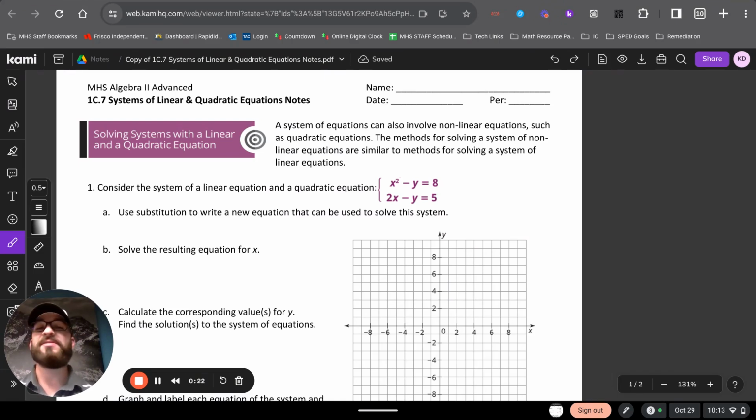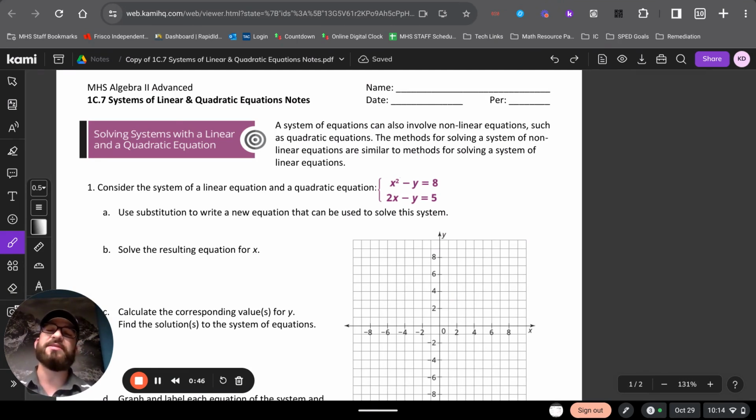Because we can have systems that involve more than just linear equations. We could have a system of any set of equations, although we're going to focus in on some ones that we can actually solve, because some of those really complicated systems, you'd have to have technology to be able to solve for those intersection points. But today's focus is going to be on linear and quadratic. And the big thing with linear and quadratic is, of course, you're going to have one linear equation and you're going to have one quadratic function.